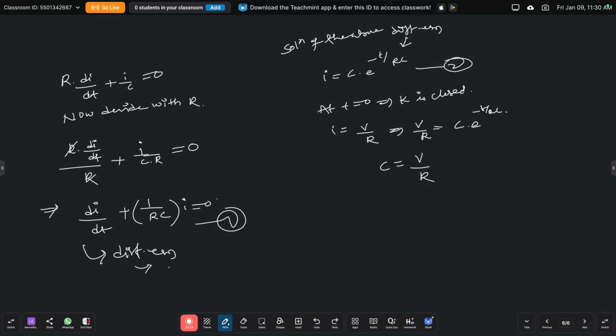Substitute this value in equation 2. By substituting, we get I equals, what is the value of C, V by R into e power minus t by RC. So that is the total current: I equals V by R into e power minus t by RC.